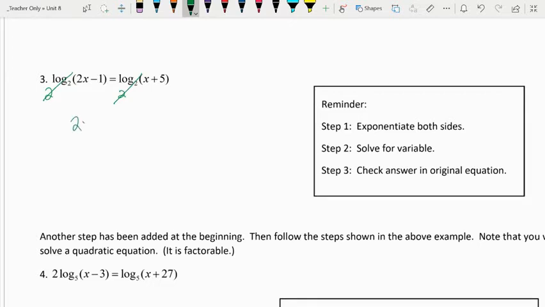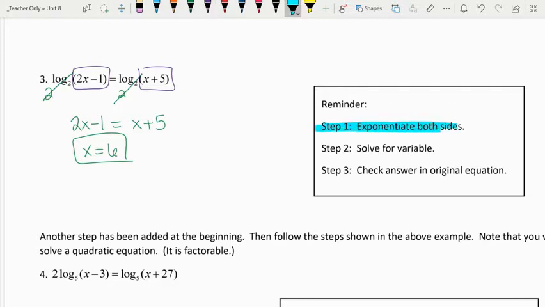So now we have 2x minus 1 equals x plus 5. If we move x over, we get x. And if we add 1, we get 6. Now, again, you always want to make sure that your domains up here stay positive. And they do if we plug in 6. Okay, so again, you're still focusing on the exponentiating both sides. Okay, because you have to do that regardless. That's why they cancel.